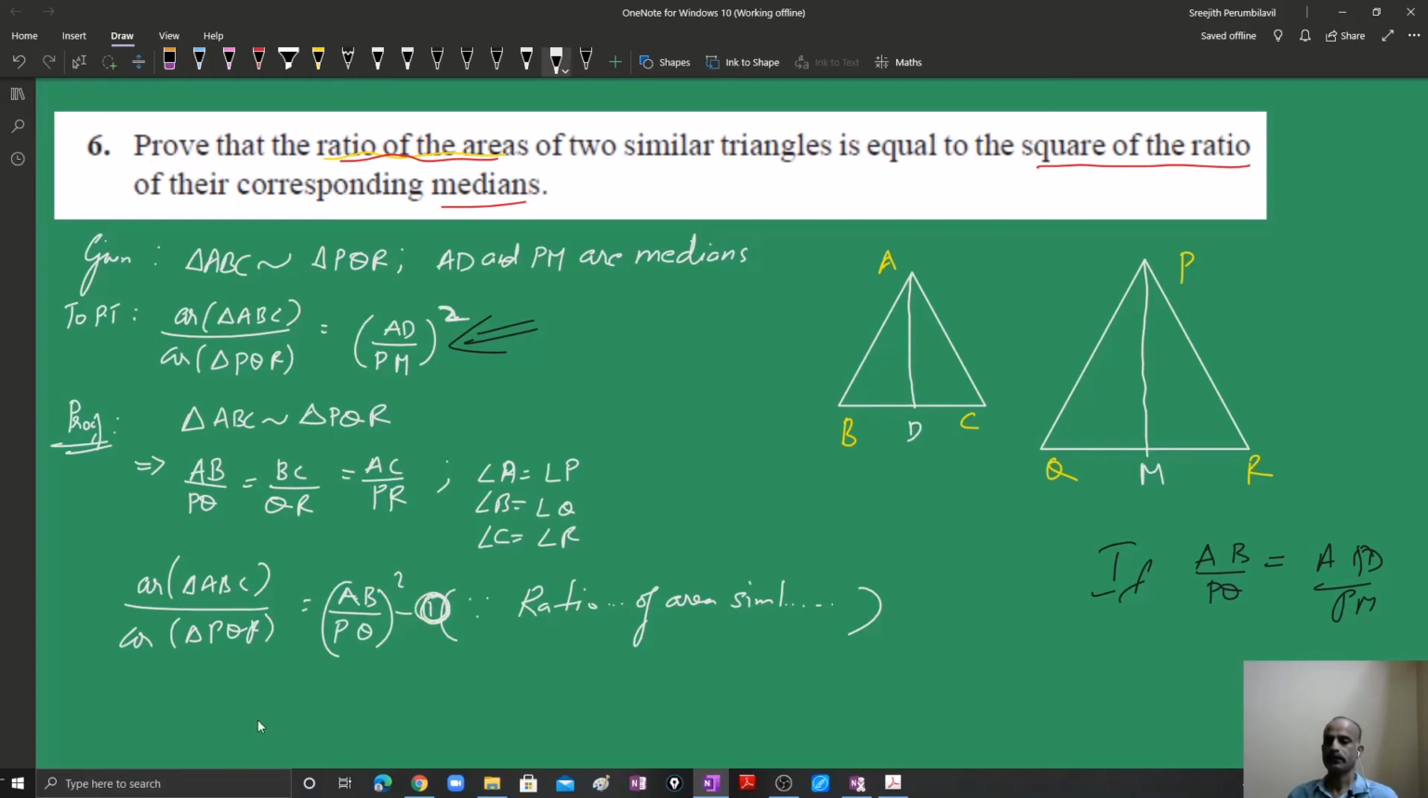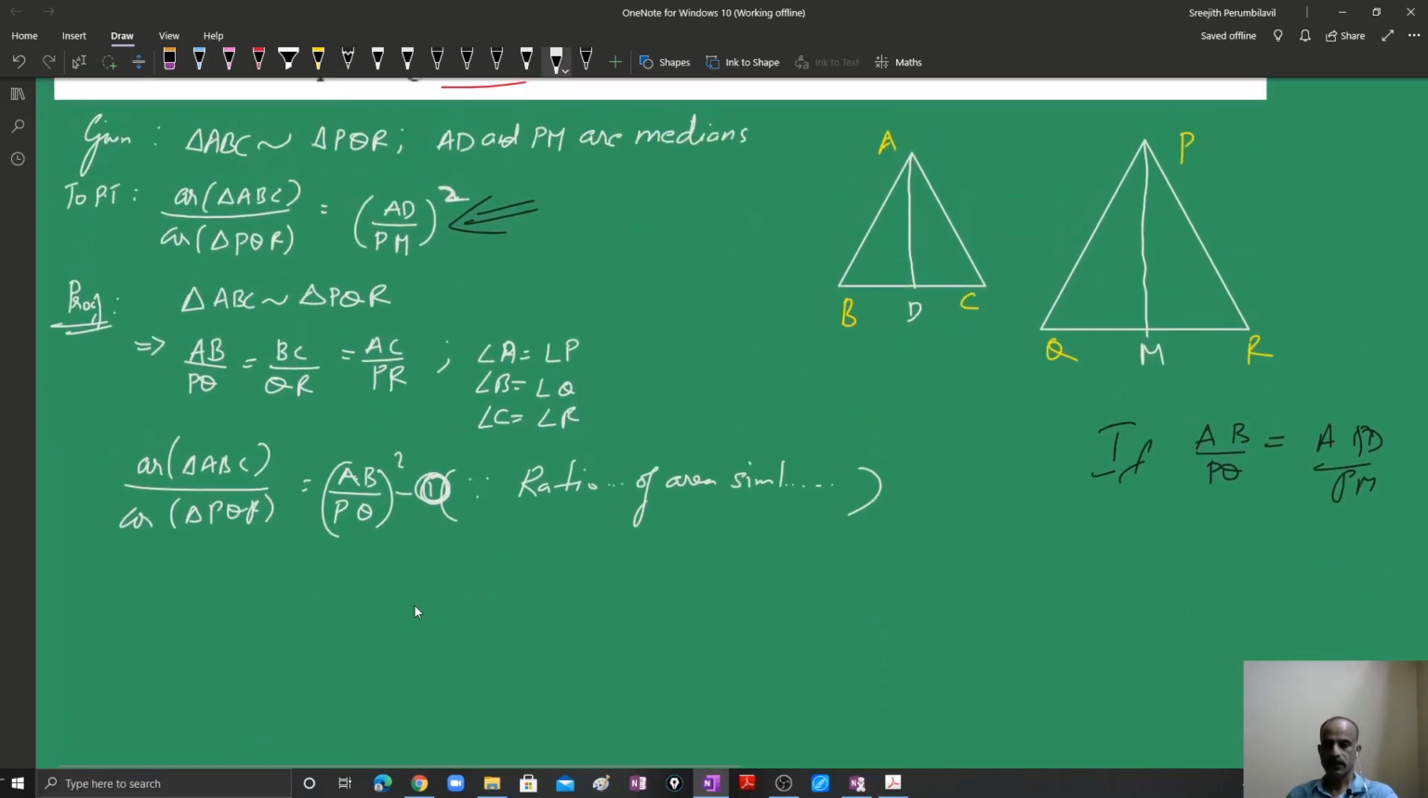Relation number 1. Now, when you look at triangle ABD and triangle PQM, that means these two left-side triangles, angle B is equal to angle Q. Why? Because of CPST: these two are similar triangles, therefore their corresponding angles are equal.